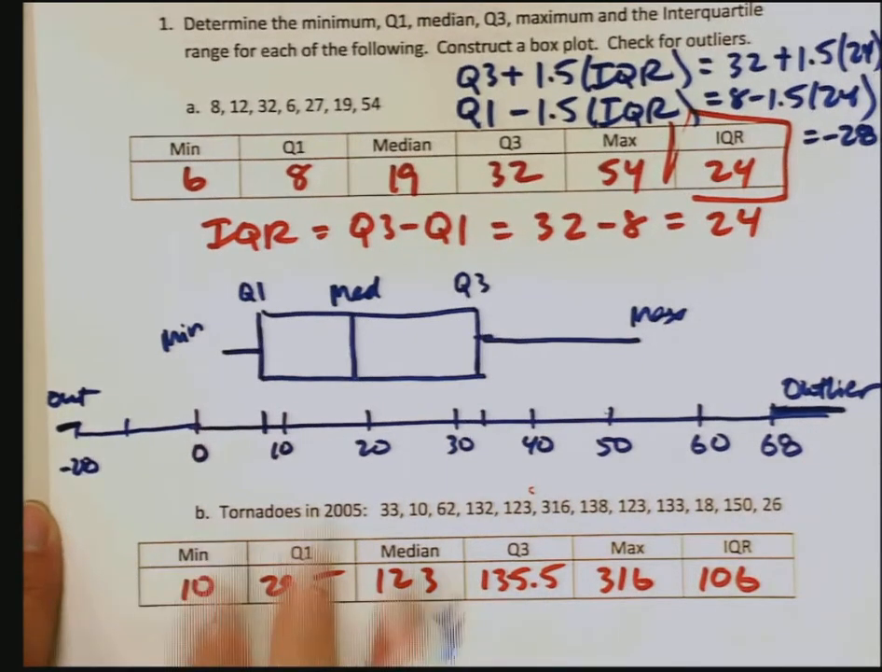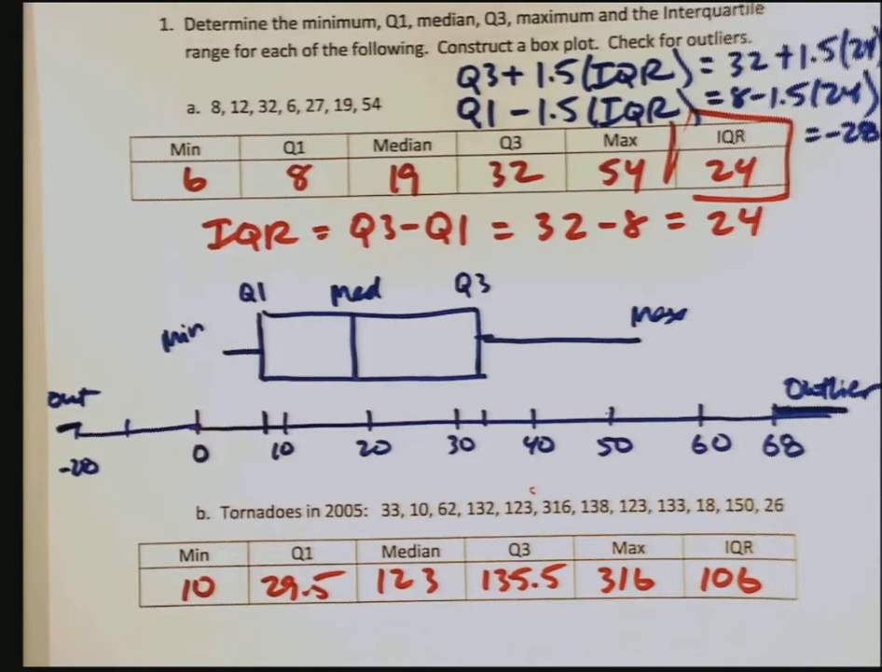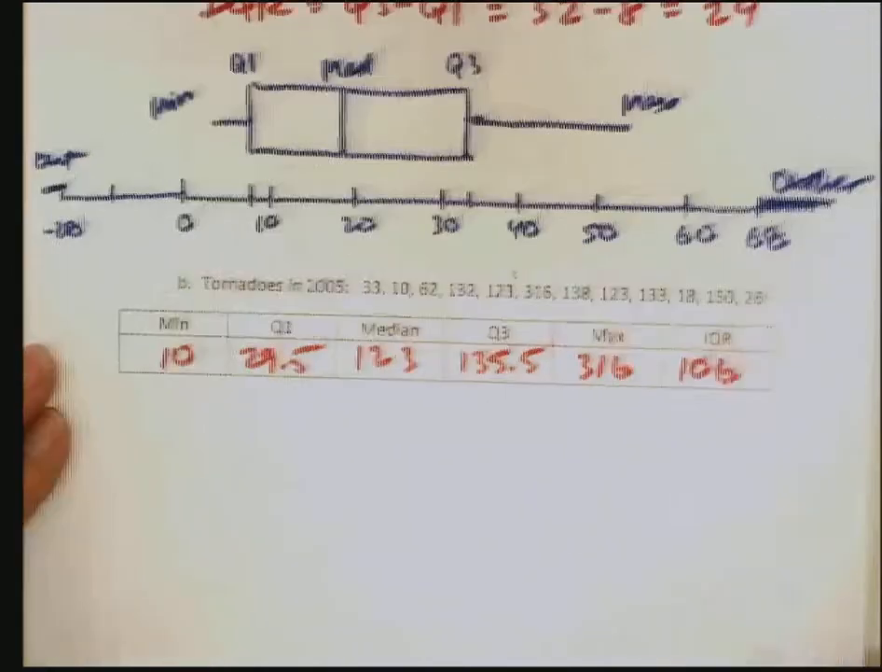Okay, so part B, we also want to do, what did we miss on this one? We want to do the box plot, and we also want to check for outliers. So let's go ahead and do our box plot first.